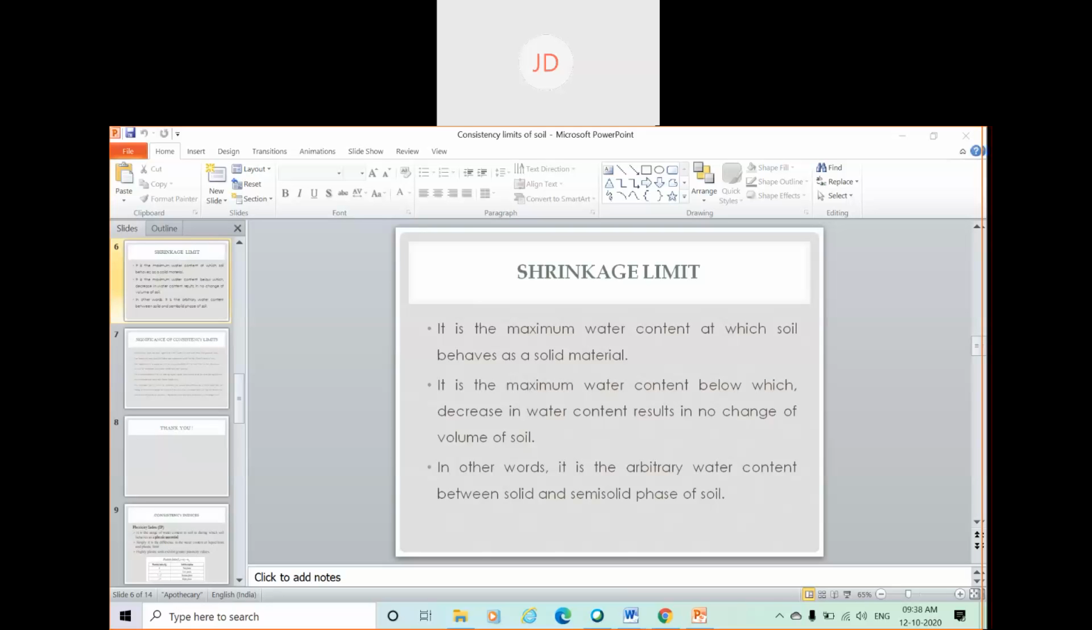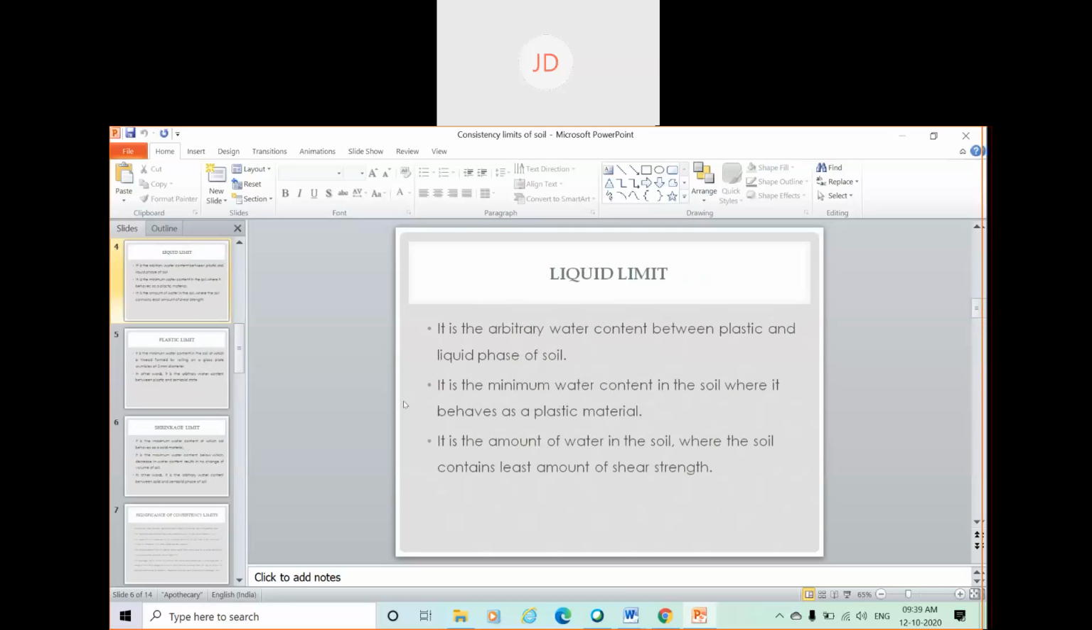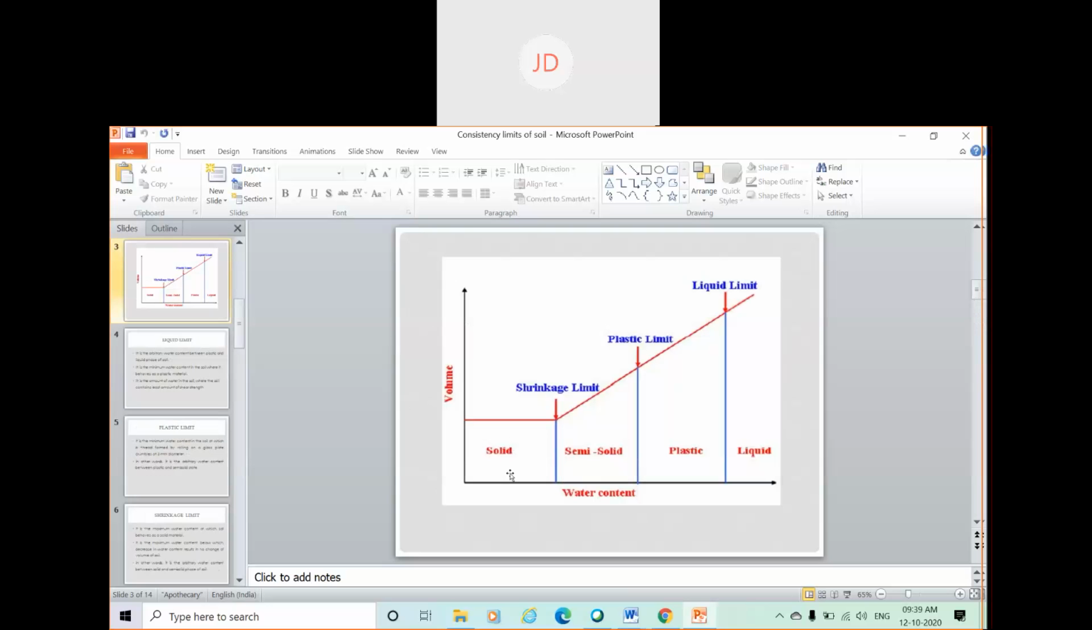Now it's a very important definition. The third one is, in other words, the arbitrary water content between solid and semi-solid phase of soil. I will start from the third one. Shrinkage limit is defined as the arbitrary water content between solid and semi-solid phase of soil. It is a very simple general definition. Even from the diagram you will get the idea: it is the arbitrary limit of water content between solid and semi-solid state of consistency of soil.